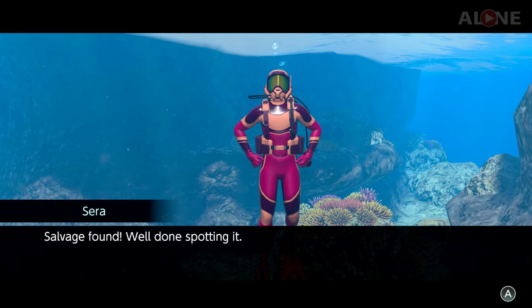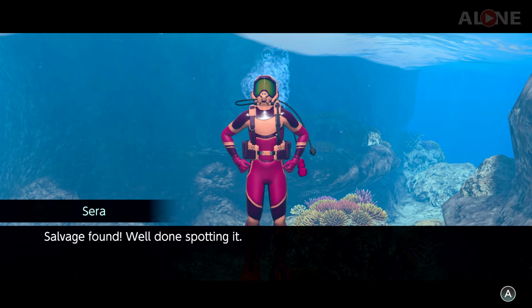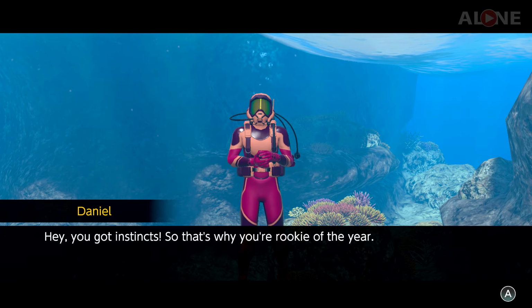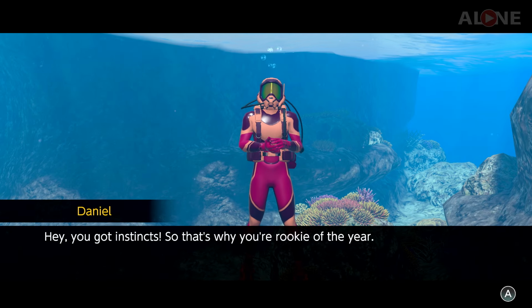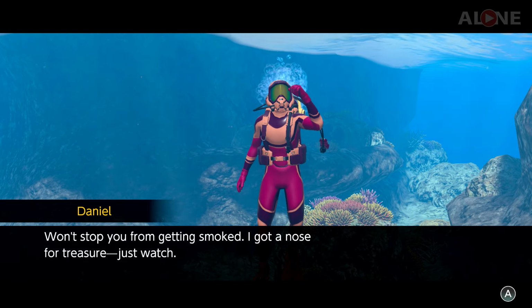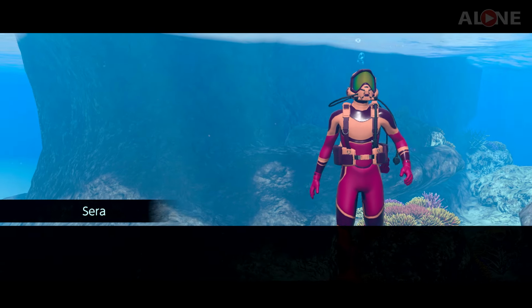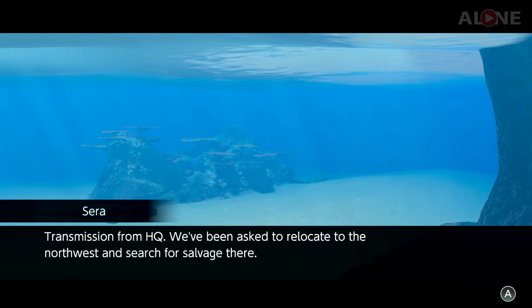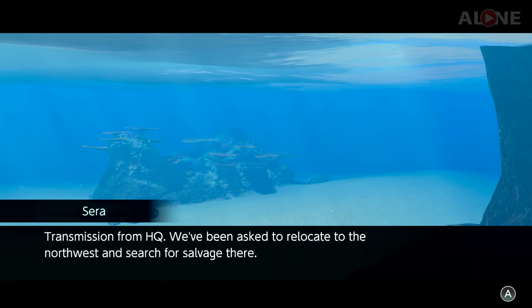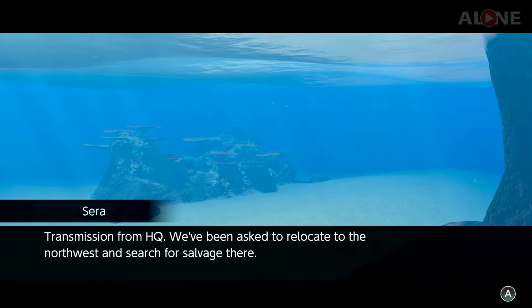Salvage found. Well done spotting it. Transmission from HQ. We've been asked to relocate to the northwest and search for salvage there.